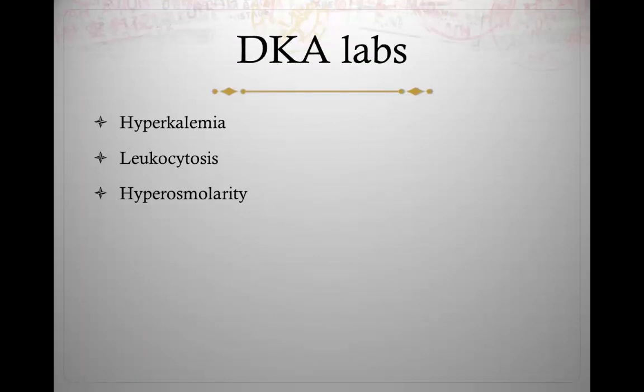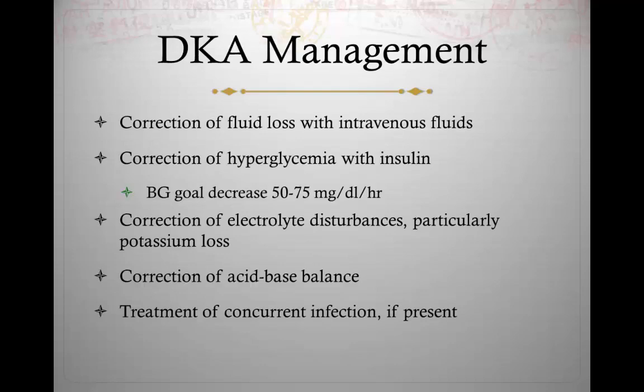So the majority of the labs, patients will come in with hyperglycemia, of course, depending on the type of, if it's DKA or HHS. If it's DKA, what would the patient come with? Hyperkalemia, leukocytosis, hyperosmolality. You will see ketone bodies in plasma and in urine as well, and lipid levels will be elevated.